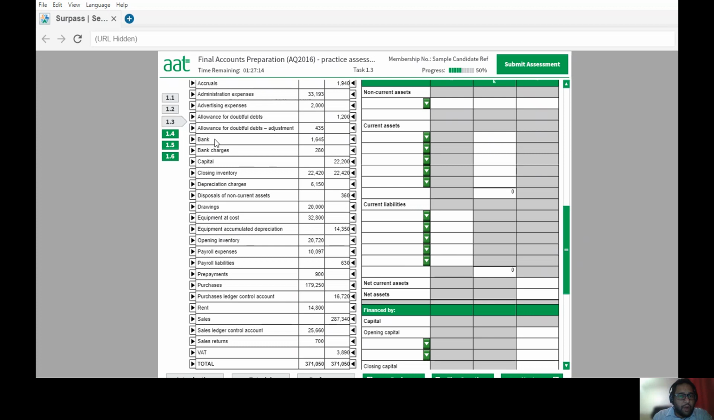So what we now have to do, we keep an eye out for those two figures. The first one is going to be the sales ledger control account, which is 25,660 minus the allowance for doubtful debt of 1,200. It is 24,460 pounds. Okay.